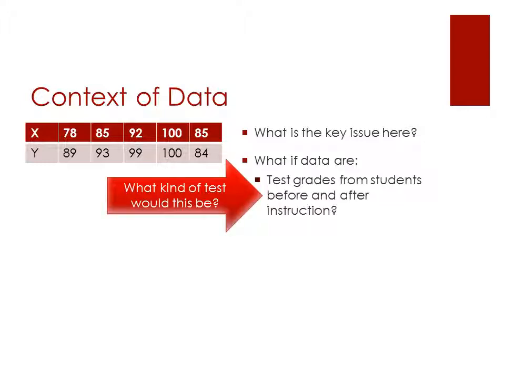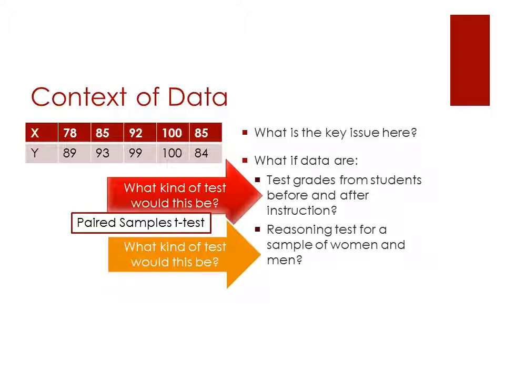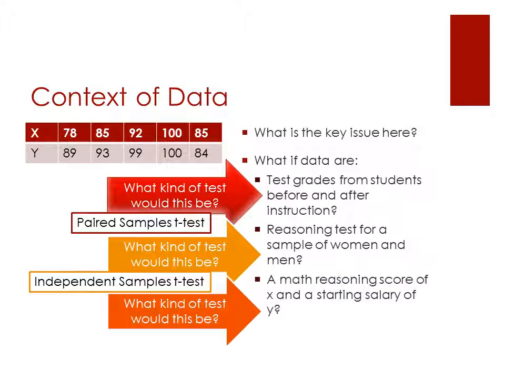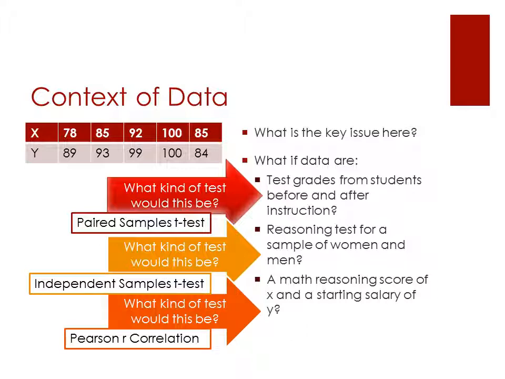So when we're looking at this, for example, what if this set of data were test grades from students before and after instruction? So what kind of test would this be? Well, this would be the paired samples t-test. Now, what if this data was a reasoning test sample for women and men? What kind of test would that be? That would be the independent samples t-test. And what if it's a math reasoning score of X and a starting salary of Y? It's going to be the Pearson correlation they're going to be starting and looking at today.